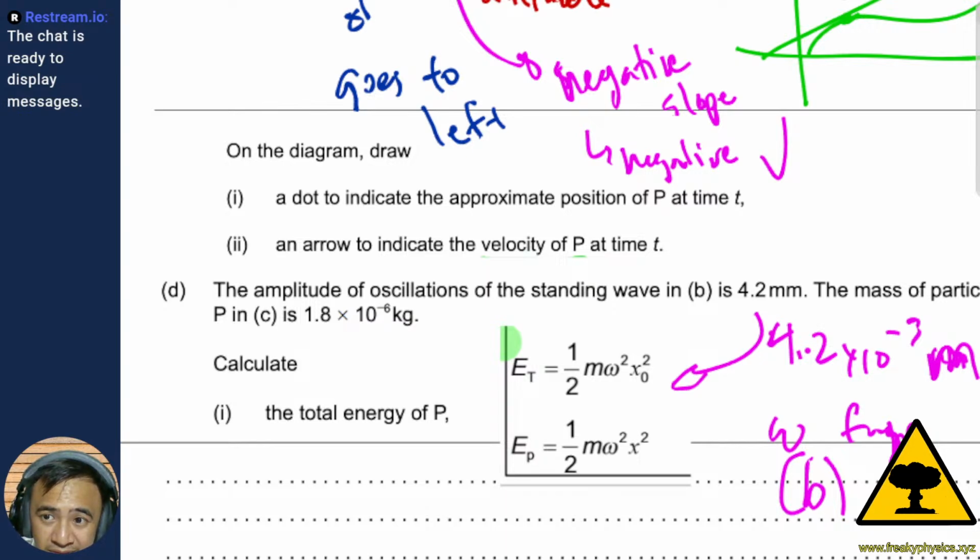Wait, sorry, I'm not sure I understood. Okay, hold on. Because here's the thing. The problem, we're given the mass already. This is checked, right? We're given the amplitude. But we don't have the angular frequency. So we can't quite calculate what the total energy is.